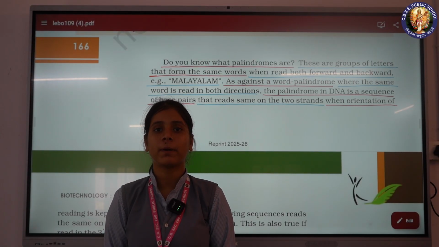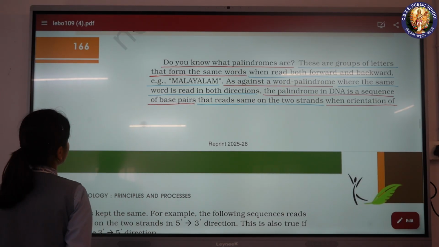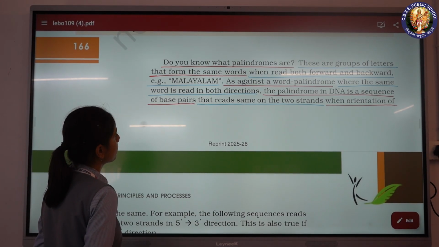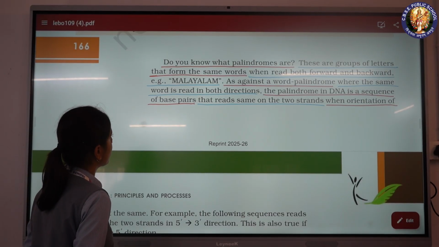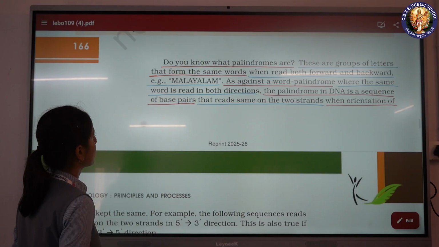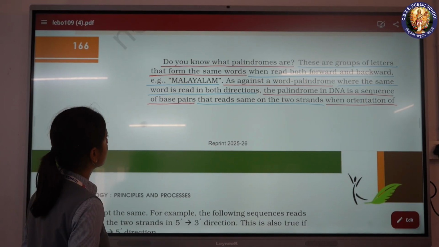Today we will read part 2 of the chapter Biotechnology. Do you know what palindromes are? These are groups of letters that form the same words when read both forward and backward.